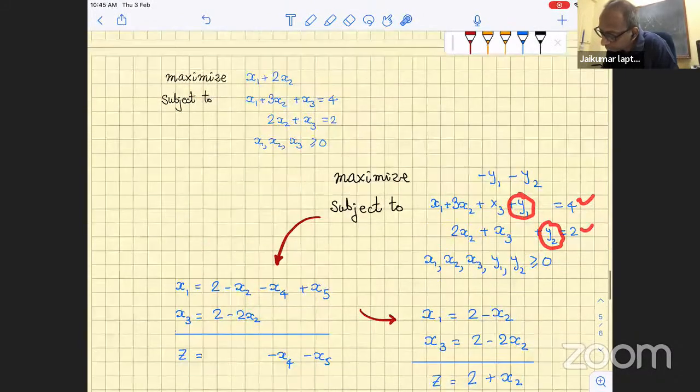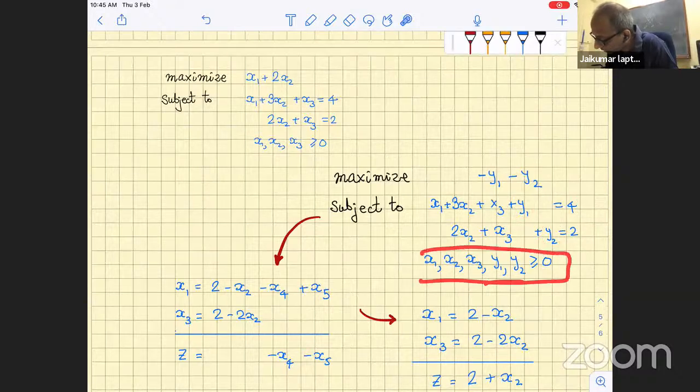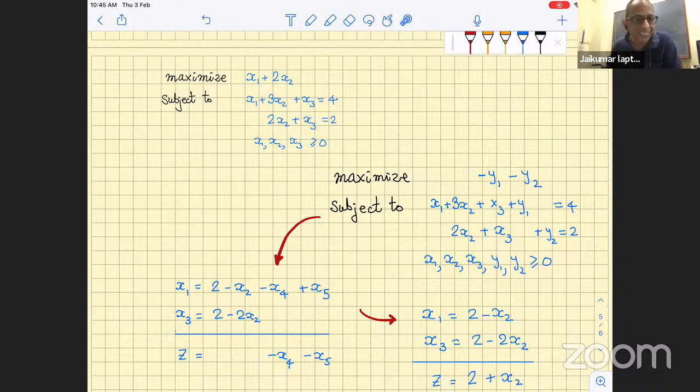And where did this 4 and 2 come from? From here. And now these are our variables. There are 2 additional variables, and they're all non-negative. Okay. And why are they non-negative?